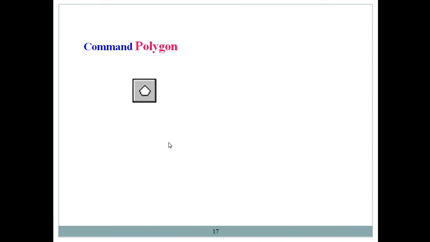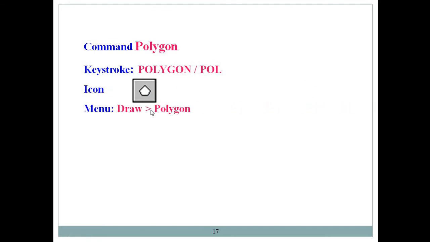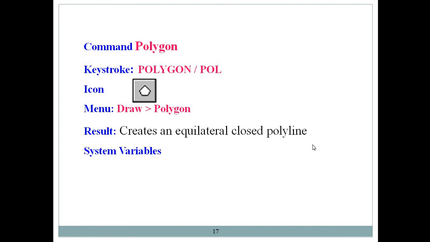Then the next command is polygon. This is the symbol, or icon, of the polygon. Then go to the menu, Draw, Polygon. The result is to create an equilateral closed polyline. We need system variables to design a polygon in AutoCAD, and we also require the polygon sides, called POLYSIDES.